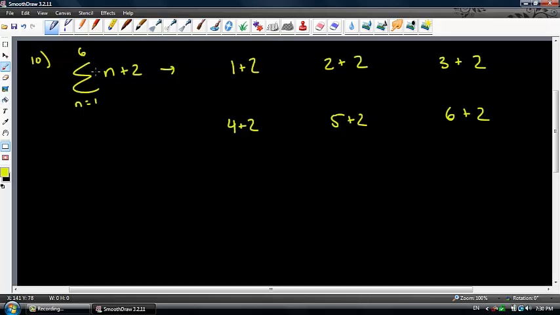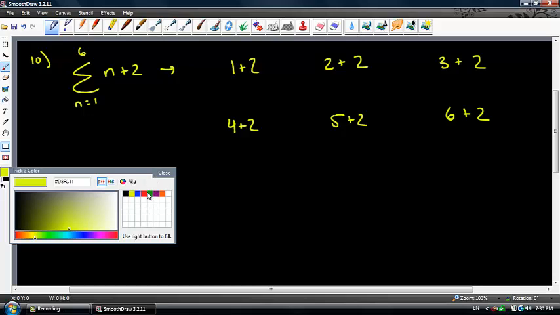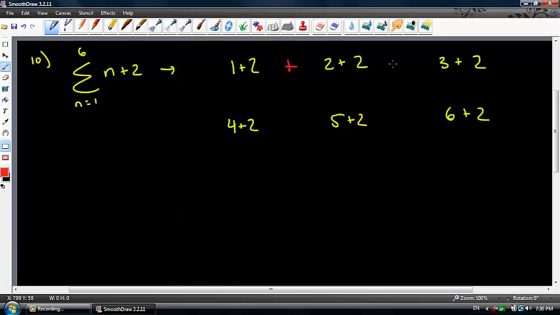Now remember, sigma here means summation, which means that all of these terms are going to be added together at the very end. So let's go ahead and figure out what each of these things are. So 1 plus 2 is 3, 2 plus 2 is 4, 5, 6, 7, and 8. So when I add all those things together, what I get is 33. Now, remember on the quiz, you do have to write out all the terms in order to get full credit, so make sure you show me all of the work necessary.